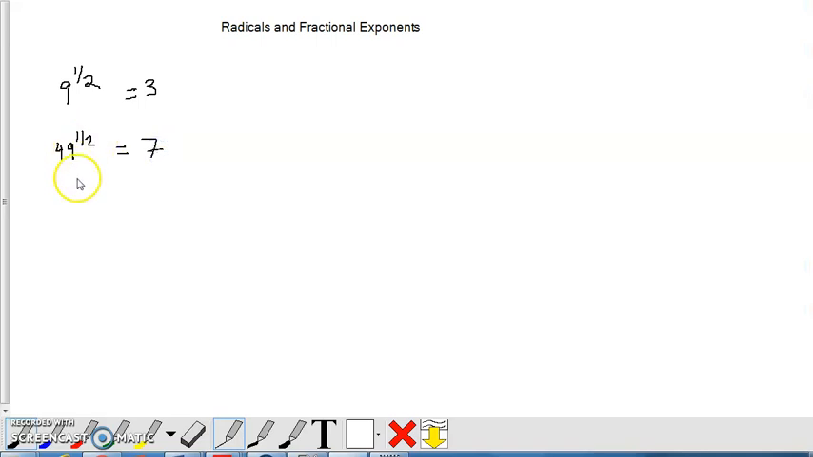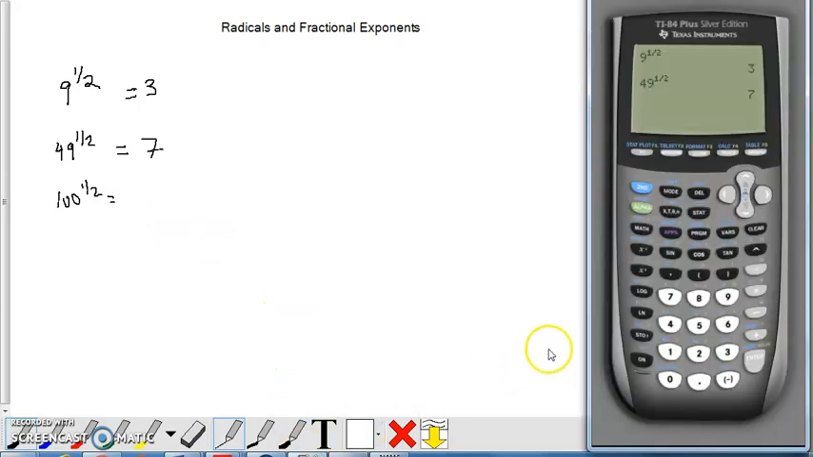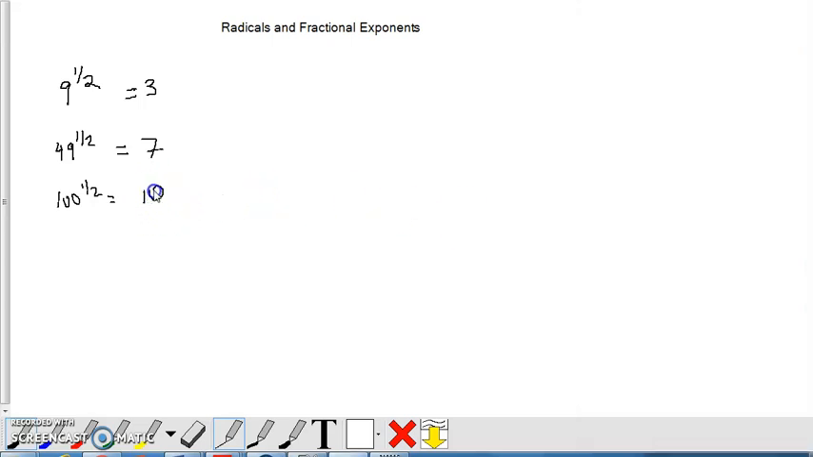Okay, let's do one more. Let's say 100 to the power of 1/2. Again, let's make a prediction of what we think it's going to be, using these first two examples. So 100 to the power of 1/2 gives you 10. Beautiful. Hopefully what you noticed is that the result is always the square root of the base. The square root of 9 gave you 3, the square root of 49 gave you 7, and the square root of 100 gave you 10. So the result was always the square root of the base.